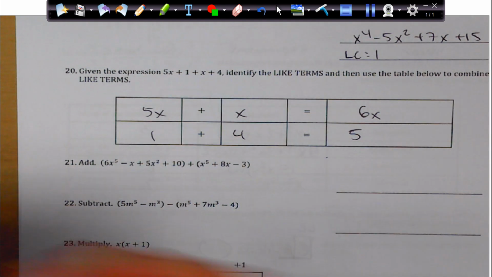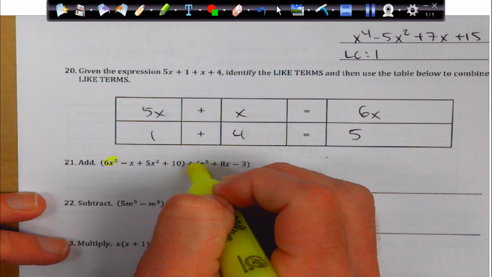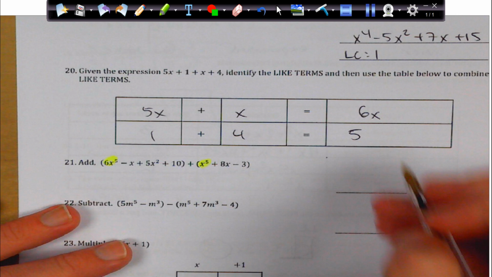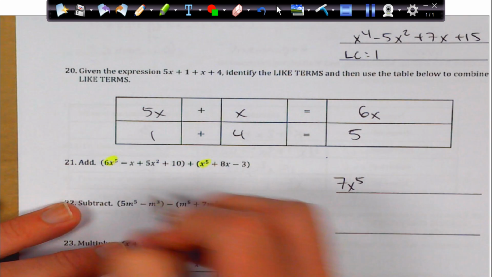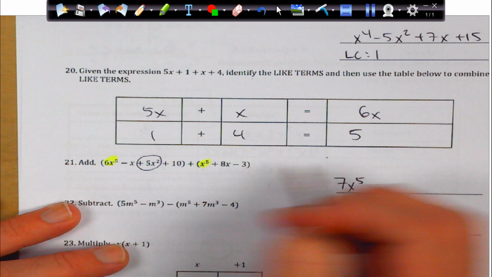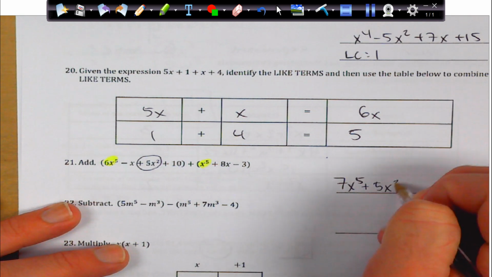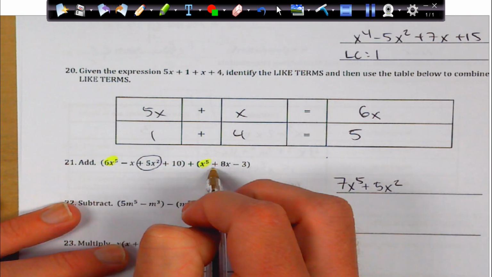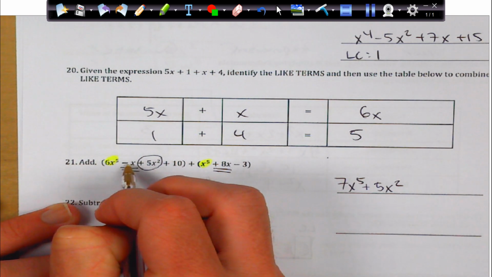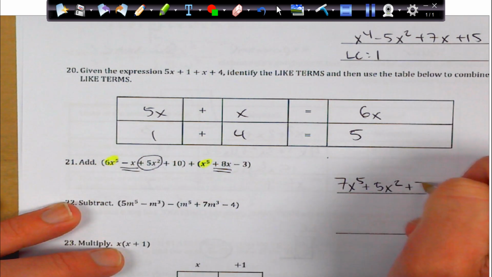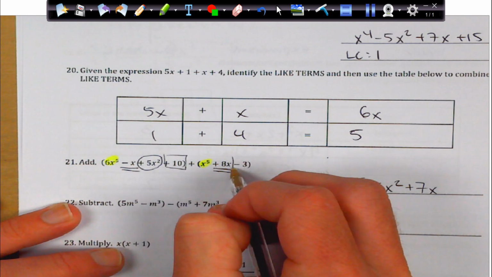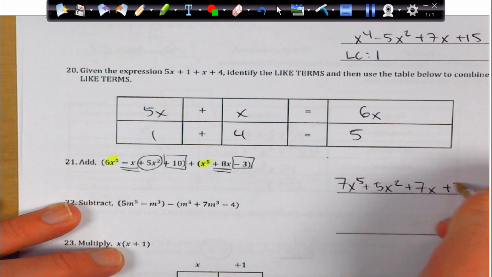So what we see here, 6x to the fifth and x to the fifth. There's no subtraction. We're just adding it, so that becomes 7x to the fifth. The next biggest exponent is right here. No one to combine with, so we're just going to do plus 5x squared. Then we have positive 8x and negative x, so that's going to be negative 1, positive 8, so that's positive 7x. And then we have, last but not least, 10 and negative 3, which should be a positive 7.